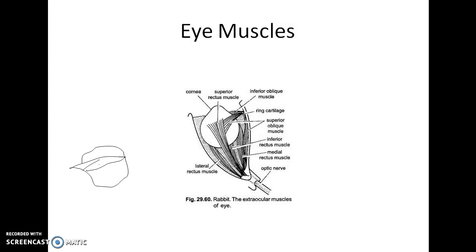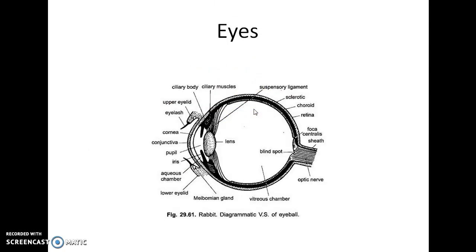Movement of the upper eyelid is brought about by the levator palpebrae superioris muscle. And the lower eyelid is moved by the depressor palpebrae inferioris muscle. So there are a total of 4 rectus muscles and 2 oblique muscles that we have to remember.